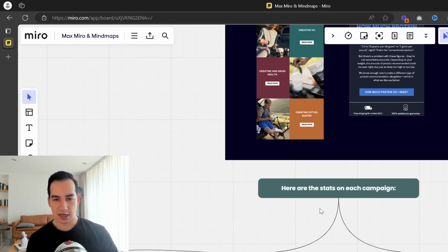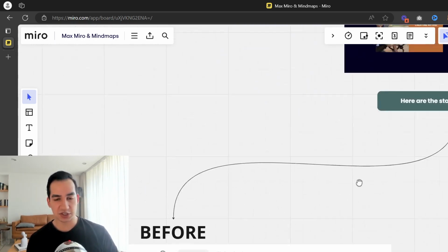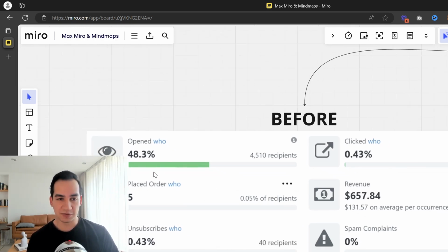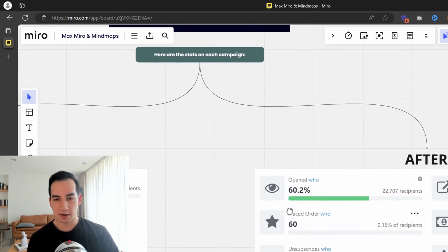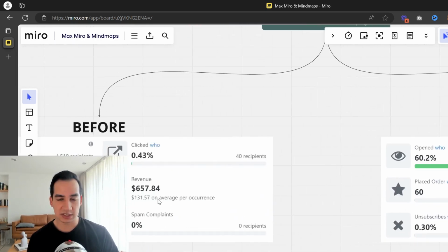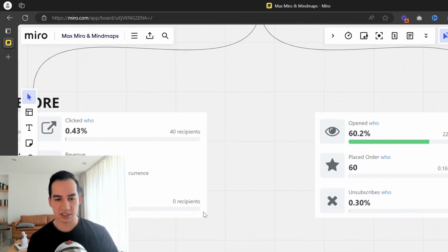So here are the stats on each campaign just to show you. Of course the design plays a role, but also a bunch of other stuff that we're going to be covering here in a sec. Before: 48% open rates, $650. This is a typical campaign, not that great. After: higher open rates, higher revenue. Overall much better stats. $11,000 versus $600. That's actually a massive improvement.